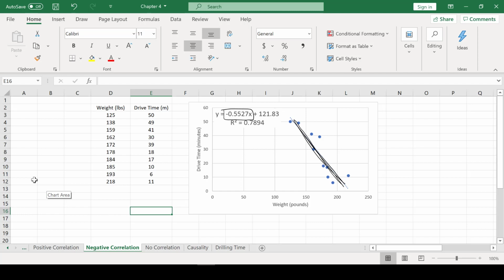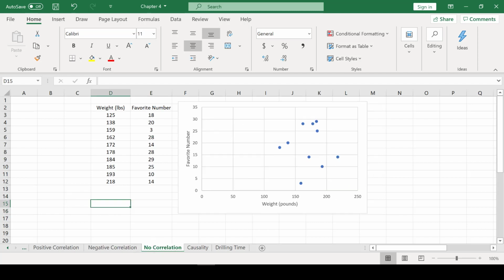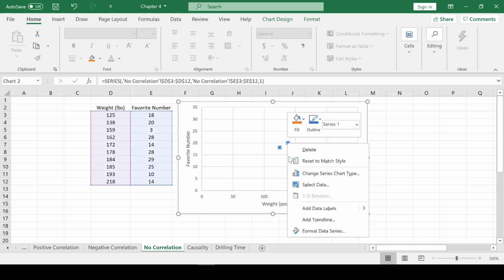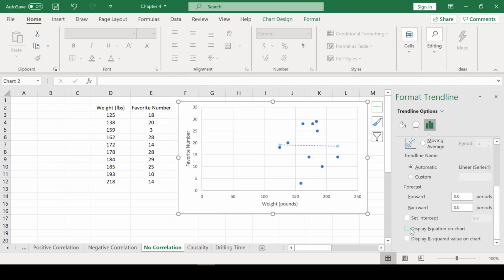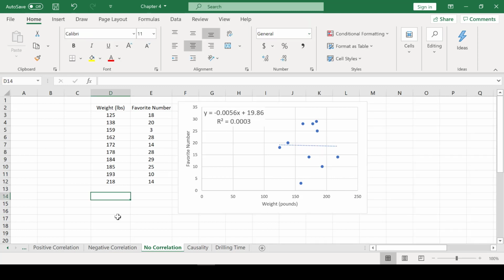Now let's do it with no correlation. If I look at my data set with no correlation, I'm going to repeat the same process. I'm going to select the data, add trend line, display equation on chart, display R squared on chart, and then move it around and make it a little prettier. And then I have that equation and that R squared. Notice that the R squared value here is very small. It is close to 0.